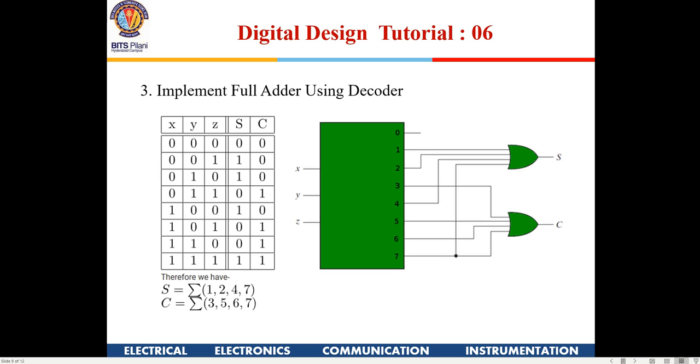Is it okay? Excuse me, sir. Yeah, tell me. Sir, here we are adding the 3 bits X, Y, and Z. Okay, so if we don't use a 3 to 8 decoder, we can just implement it using simple AND and OR gates, right? So would this implementation be more costly or cheaper, sir, in hardware terms?